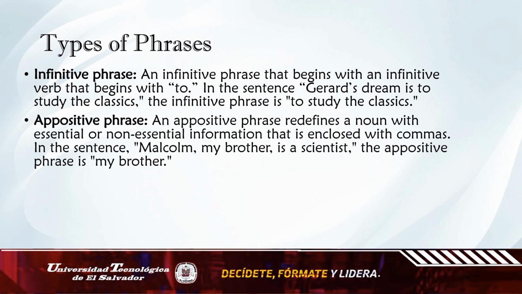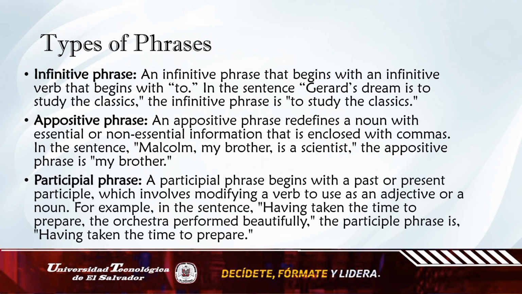5. Appositive phrase. An appositive phrase redefines a noun with essential or non-essential information that is enclosed with commas. In the sentence "Malcolm, my brother, is a scientist," the appositive phrase is "my brother." 6. Participial phrase. A participial phrase begins with a past or present participle, which involves modifying a verb to use as an adjective or a noun. For example, in the sentence "having taken the time to prepare, the orchestra performed beautifully," the participial phrase is "having taken the time to prepare."